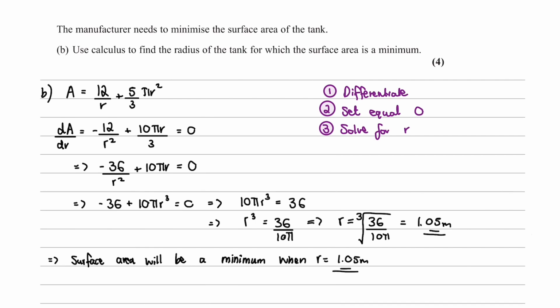So there were 4 marks on offer in this question. We received 2 marks for differentiating and setting it equal to 0. We then receive 1 mark for getting the correct r cubed expression here, and we receive our 4th and final mark for concluding with the correct answer of 1.05 meters.